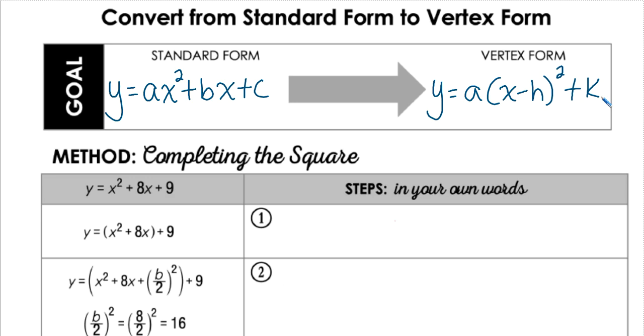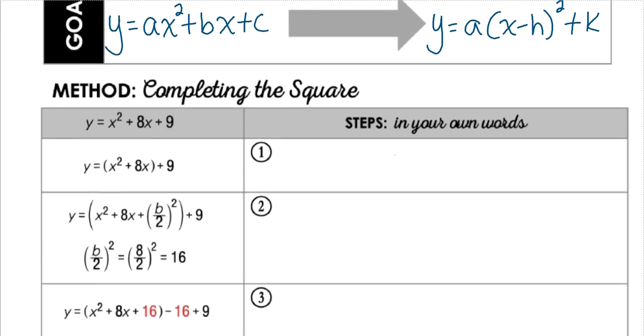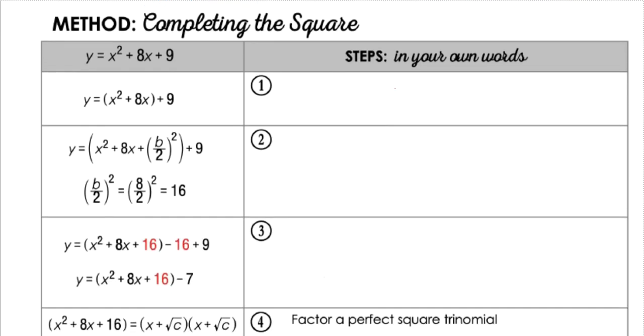So we're going to go through the process here step by step, and as we do, you can see the example on the left-hand side, and we're going to write out what's going on in each step on the right-hand side. You can see our original equation up here is x squared plus 8x plus 9. Step 1, they have added those parentheses. So we want to put parentheses around the x squared and the x term. We're grouping those together.